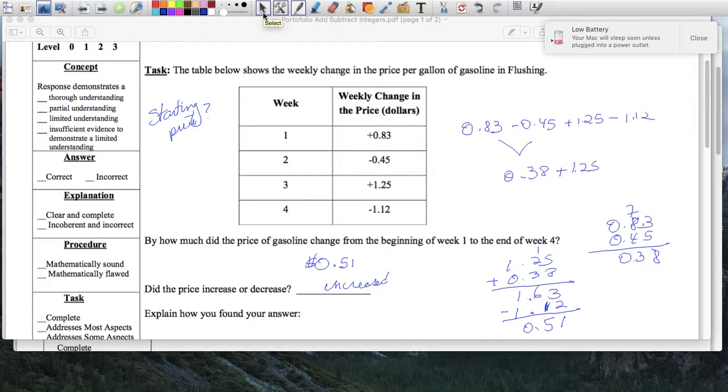Uh-oh, my battery's dying. Just give me a second to charge. And I think the last question was. Alright, so the last question, I'll bring the screen down a little bit.